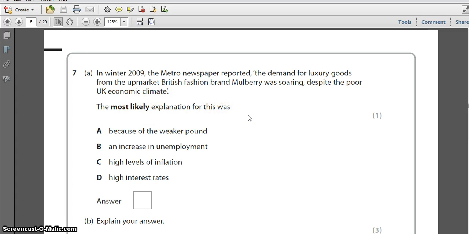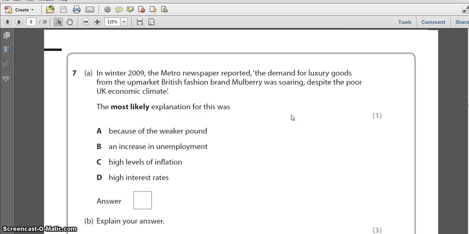Right, let's think. So it's saying demand for luxury goods is going up even though the UK economy is quite poor. So I'm thinking luxury products, generally, when do people buy them? People buy luxury products when they have lots of money. When would people have lots of money? When the economy is doing well. But we're being told the economy in the UK is not doing well, so it doesn't make sense that people in the UK would be buying these products.